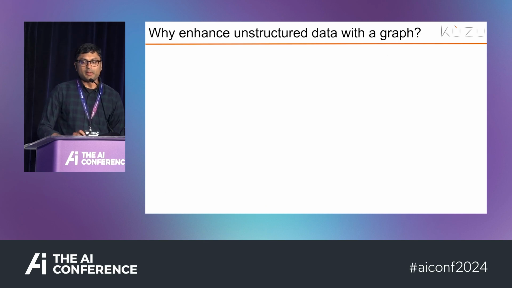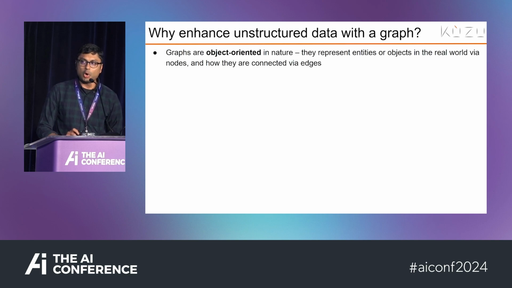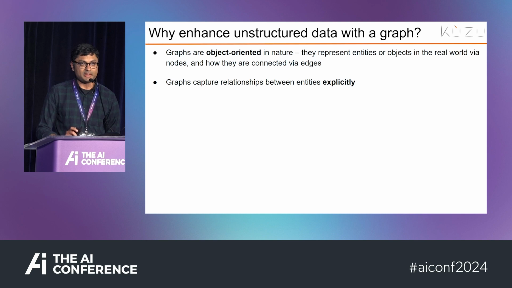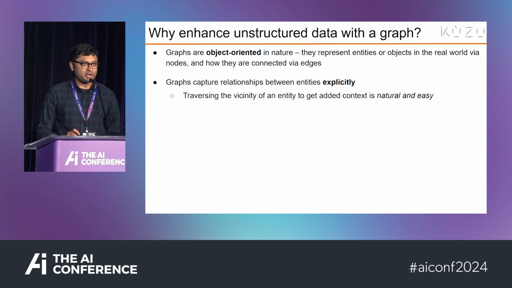Let's also understand a little bit about how graphs enhance unstructured data to begin with. Inherently, graphs are object-oriented in the sense that they represent entities or objects in the real world via nodes and how they are connected via edges. So it's a way of representing your data. They capture the relationships between the entities explicitly. And the word explicitly is important because when you look at the way traditional RAG is done, the relationships between entities in your data are implicitly captured via the embeddings, but the graph in this case makes that explicit. And why is this important? It's because traversing the vicinity of any entity or a node in your graph is quite natural and quite easy.